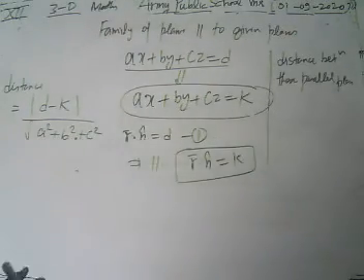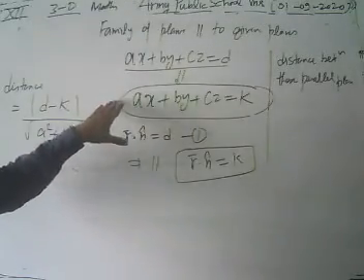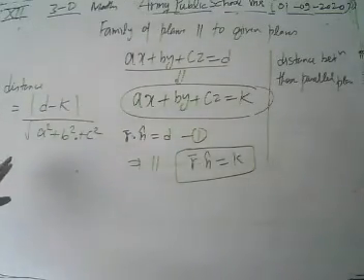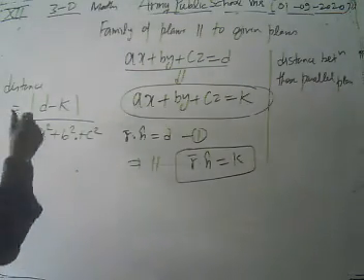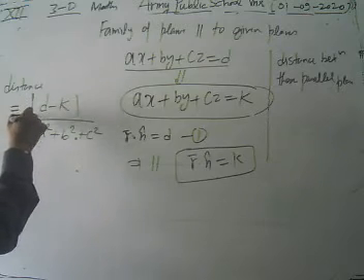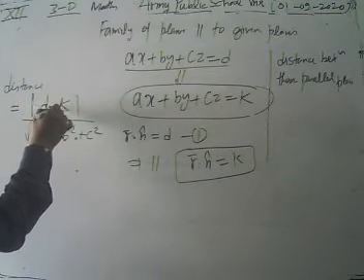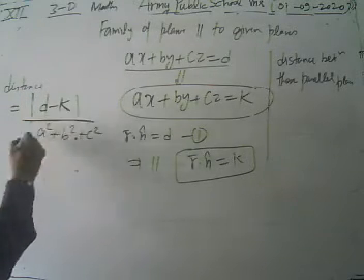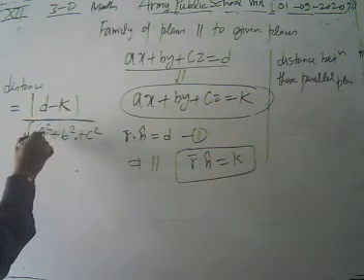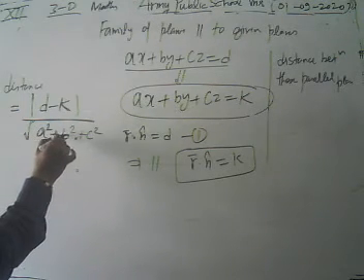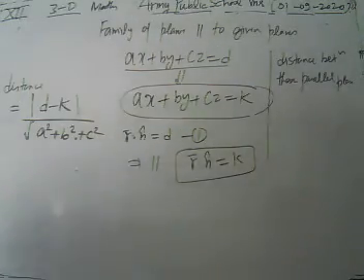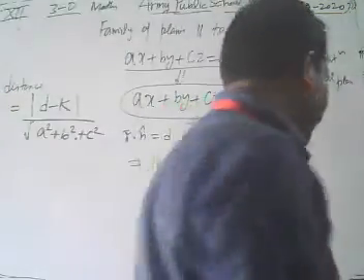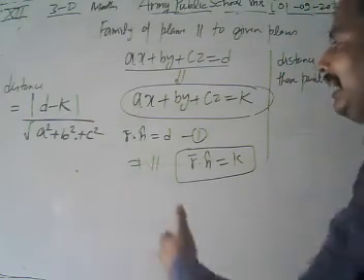When our equation is given in the Cartesian form, the distance between the parallel planes is given by the absolute value of d minus k divided by the square root of a square plus b square plus c square. This is for when our equation is given in the Cartesian form.